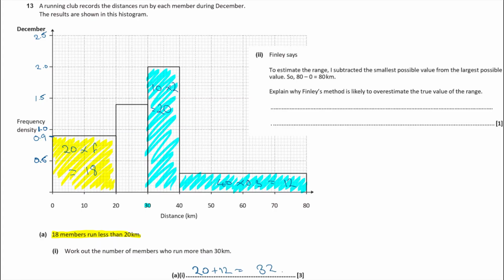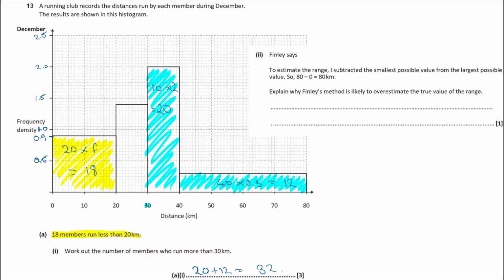And then part 2 says, Finley says: to estimate the range, I subtracted the smallest possible value from the largest possible value. So 80 minus 0 is 80 kilometers. Explain why Finley's method is likely to overestimate the true value of the range.